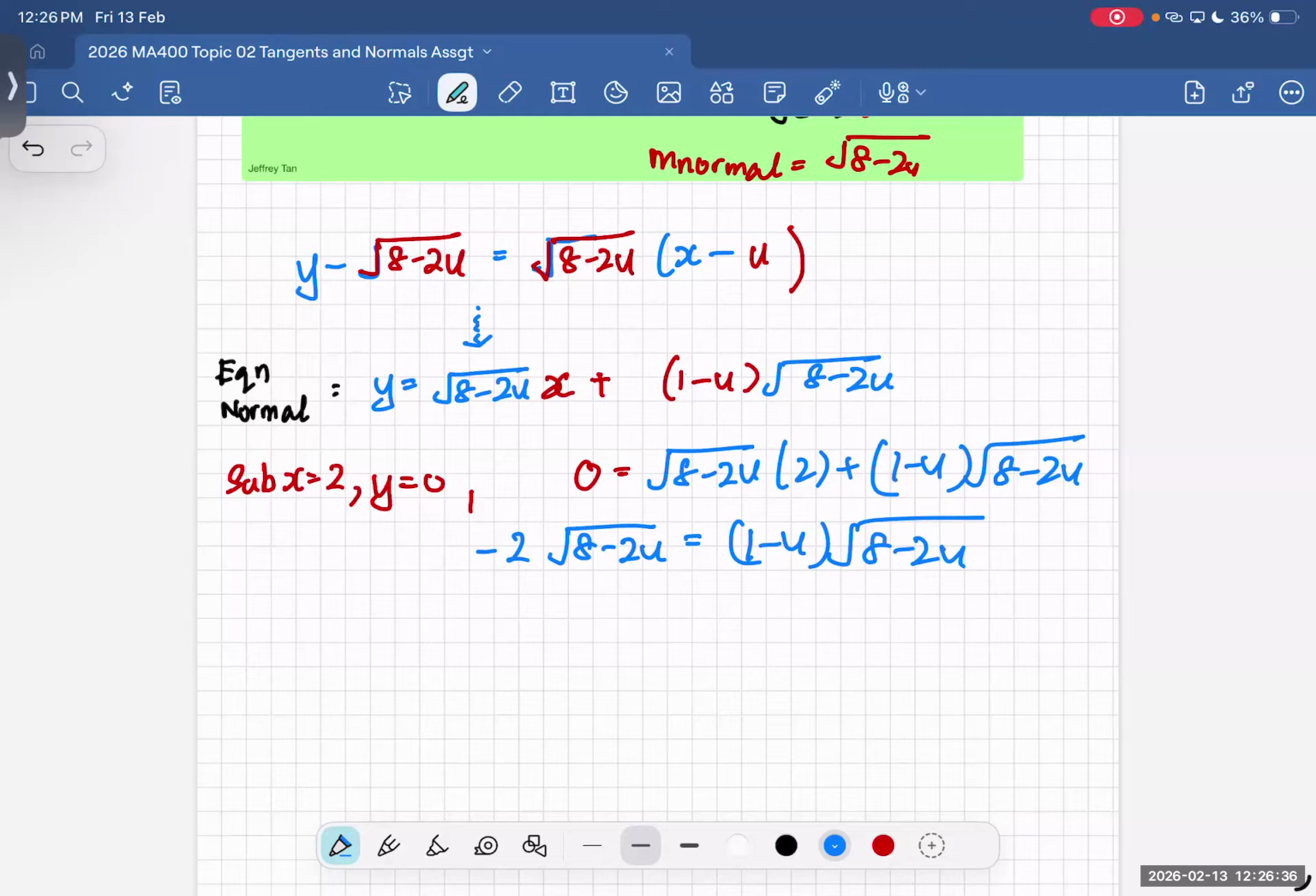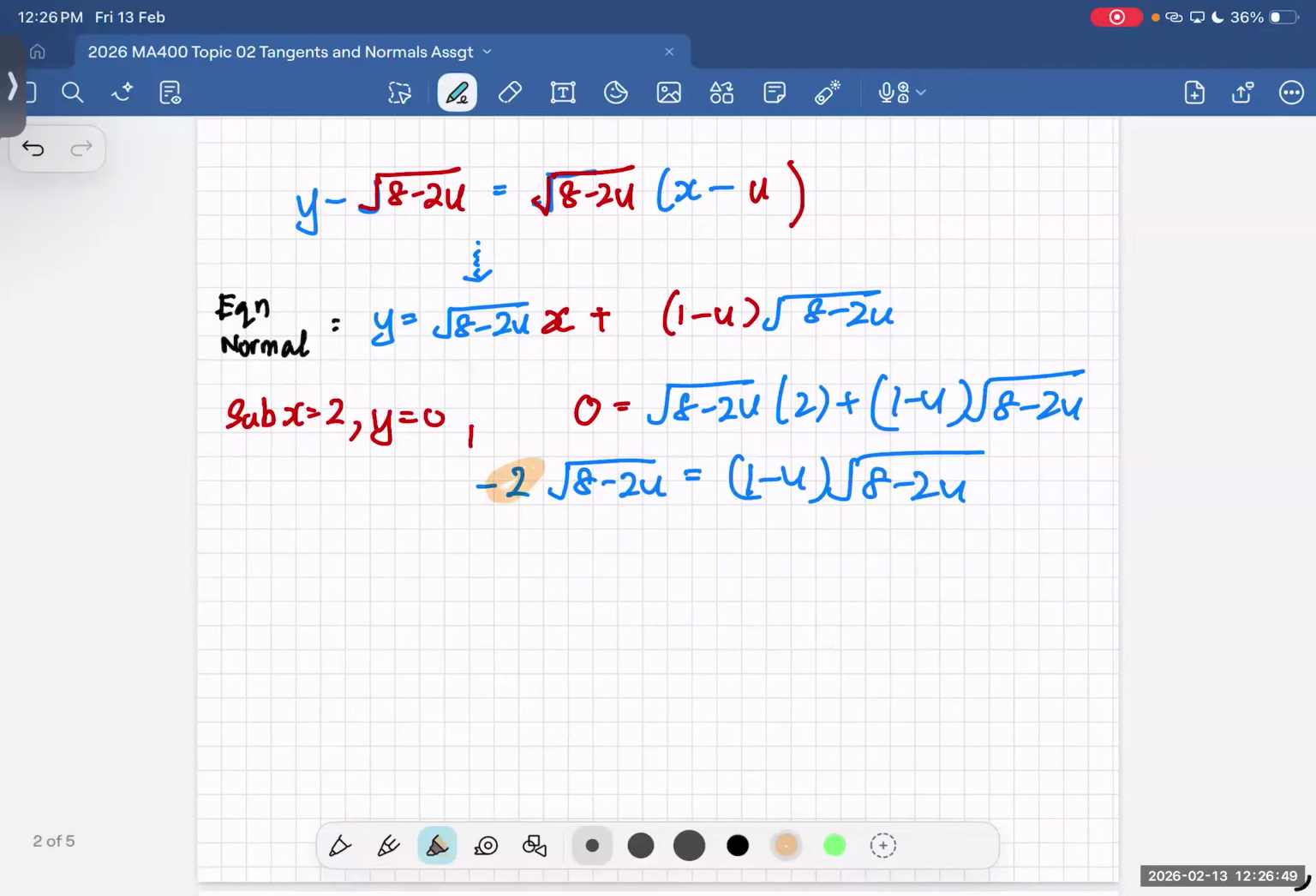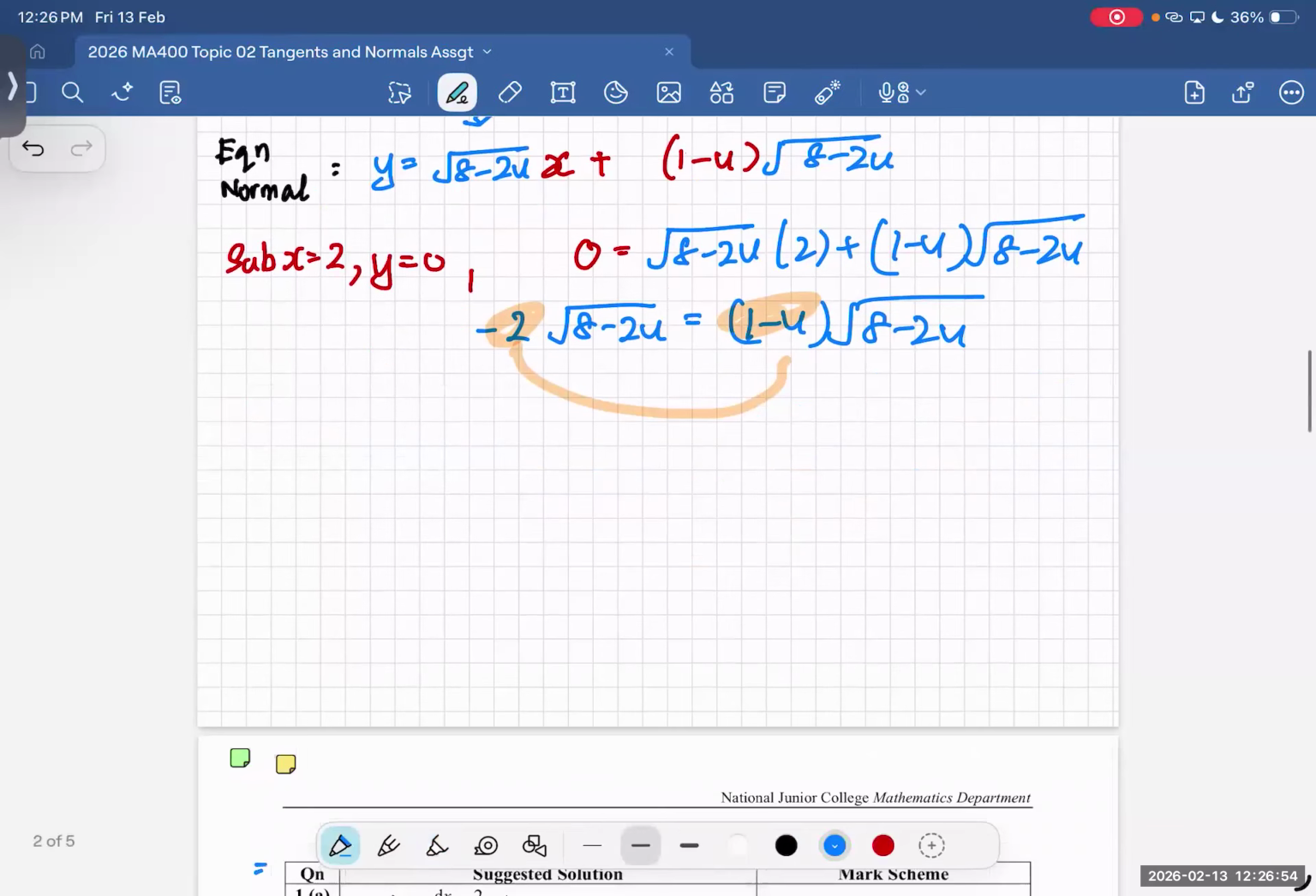Cancel. What if u is equal to 4? Then you are dividing by 0. Factorize, probably factorize, or simple. Just do it the lazy man way. Compare coefficients. Can you see? Minus 2 equals 1 minus u. u equals 3. Okay?